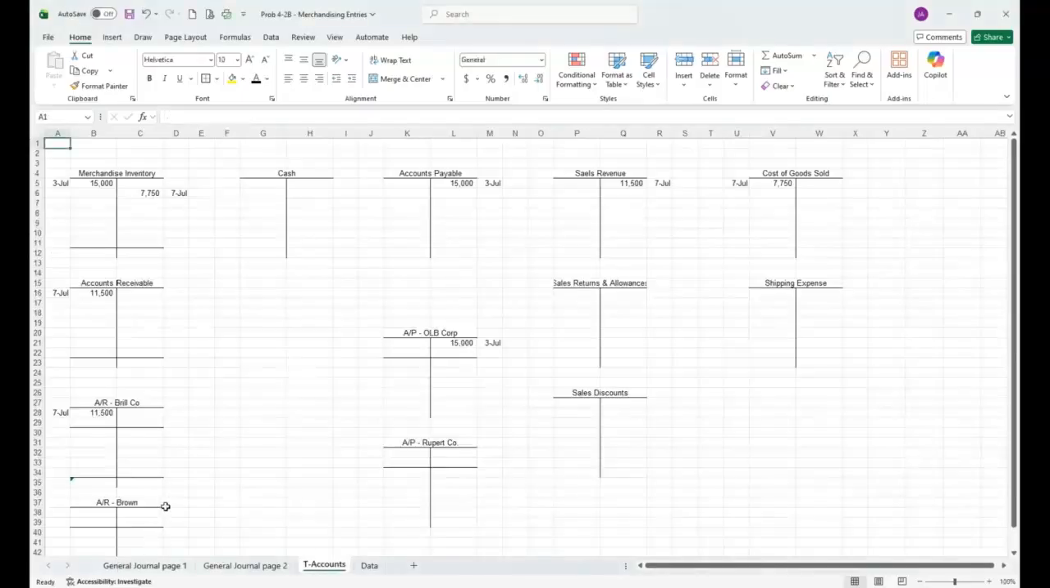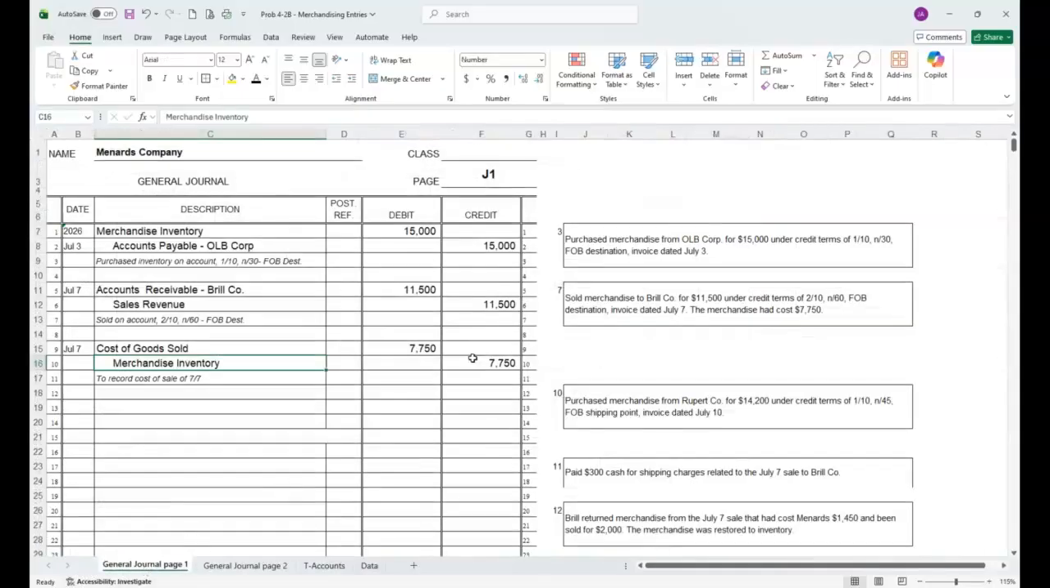And here we have the credit to merchandise inventory on the 7th and the debit to cost of goods sold on the 7th. The next thing, we purchased merchandise from Rupert Company, $14,200, terms 1/10 n/45 FOB shipping point.